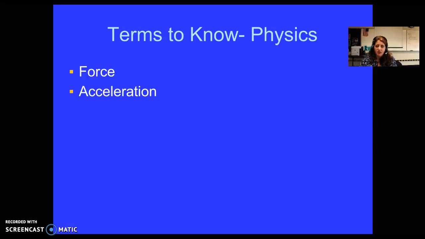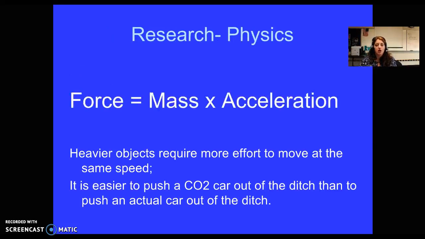Now with physics, you have force and acceleration. Force is just talking about the mass times the acceleration, and force is how much energy you need to move something. Acceleration is how fast it's going to be moving at any given point in time. So a heavier object requires more effort to move at the same speed, and it's easier to push a CO2 car out of the ditch than push an actual car out of the ditch, right?